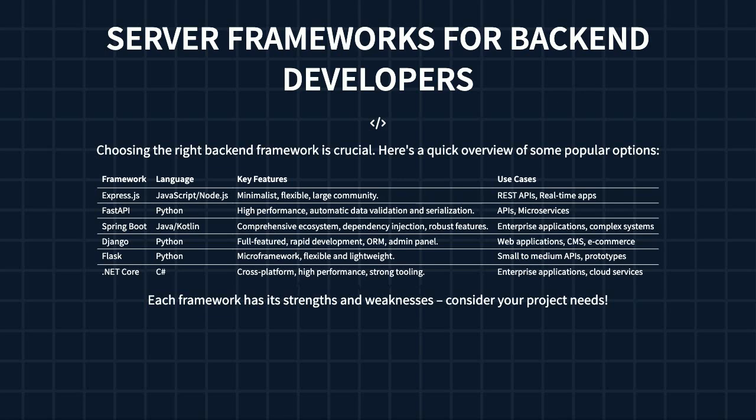Spring Boot, a heavyweight but incredibly powerful choice for Java projects. Django, really good if you want to build web apps quickly. Flask, a smaller, more nimble option also in Python. And finally, .NET Core, especially strong if you're working with C#.